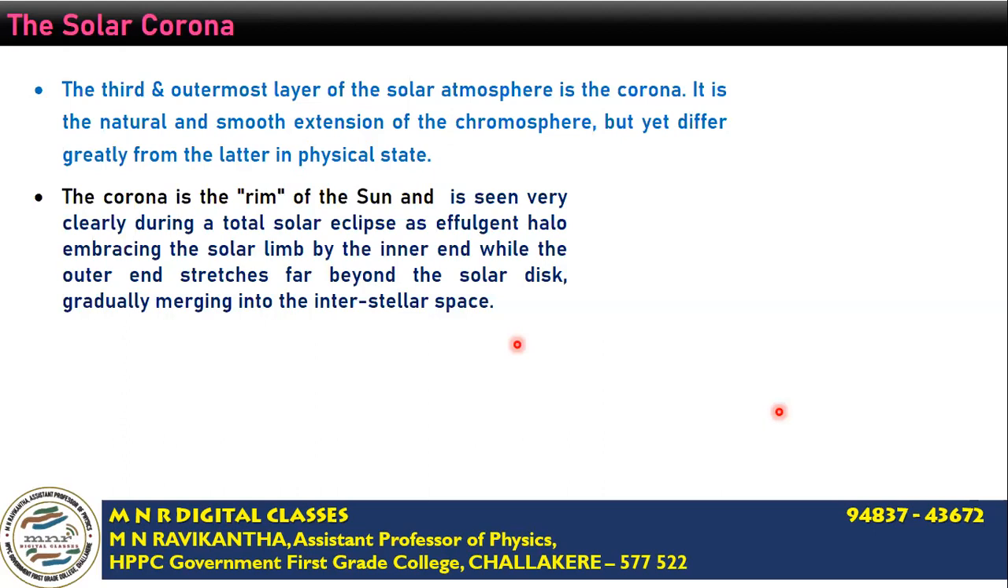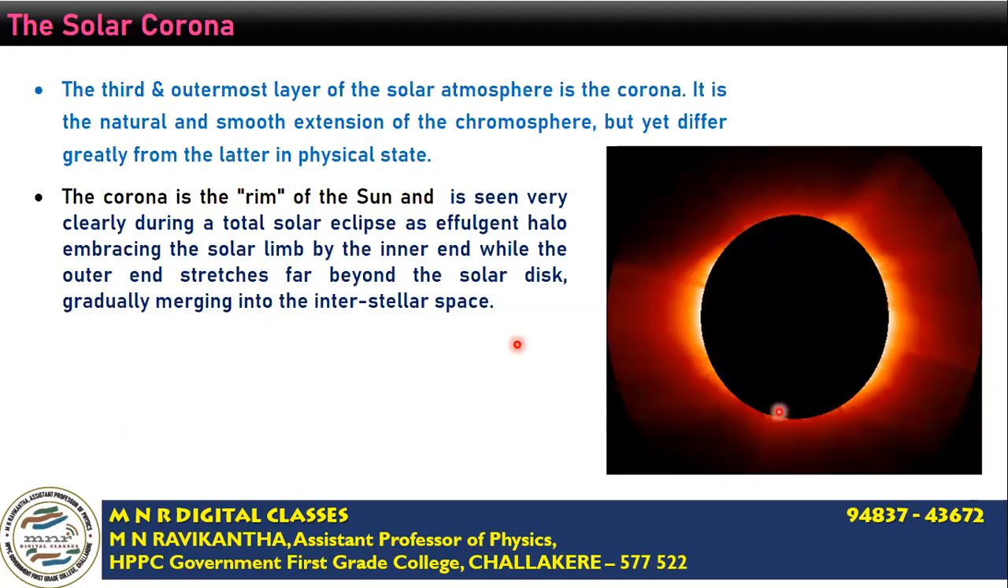Now let us understand what the corona is. The corona is the rim of the sun and is seen very clearly during the total solar eclipse. As we discussed already, it is an effulgent halo embracing the solar limb at the inner end, while the outer end stretches far beyond the solar disk, gradually merging into interstellar space. It appears as a halo embracing the solar limb and extends outward. Now we can see this figure. This clearly indicates the formation of the corona during a total solar eclipse.